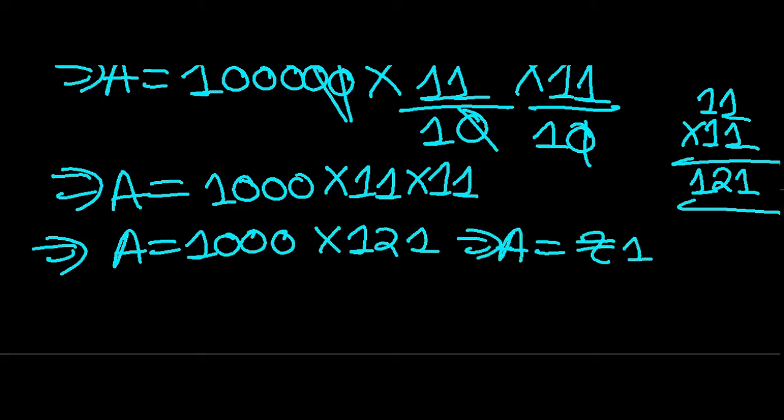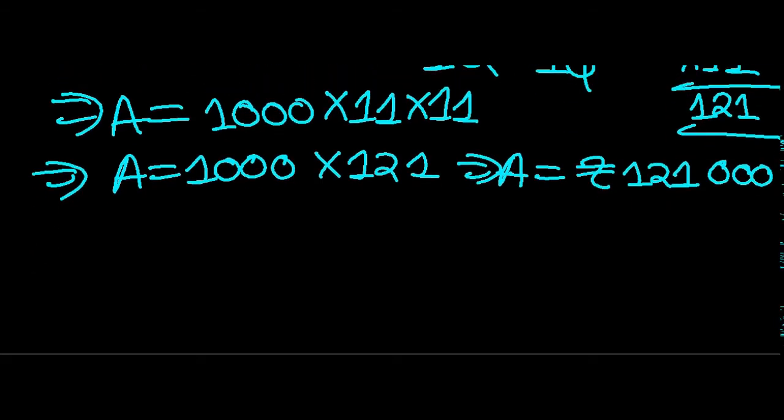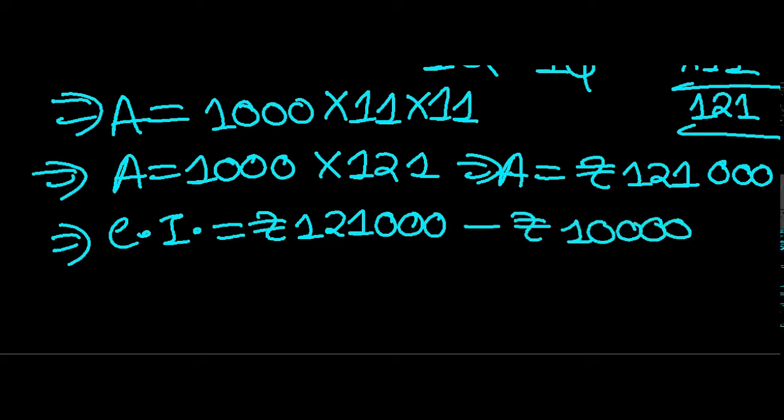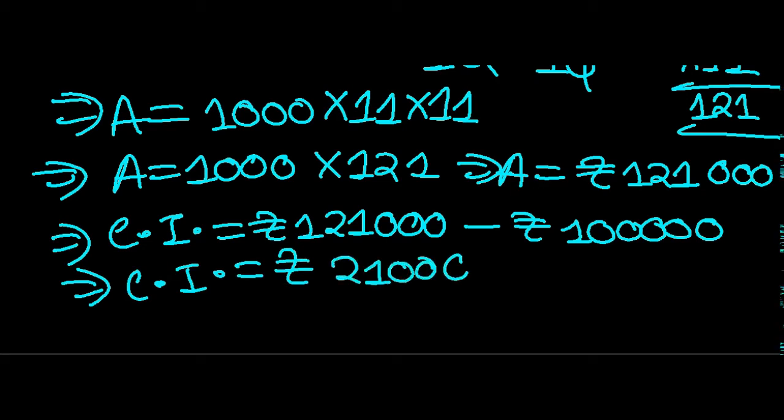So friends, we are getting the amount as rupees 1,21,000. Okay, 1,21,000 rupees is our amount. So CI is equal to rupees 1,21,000 minus rupees 1 lakh. Okay friends. So CI is equal to rupees 21,000.